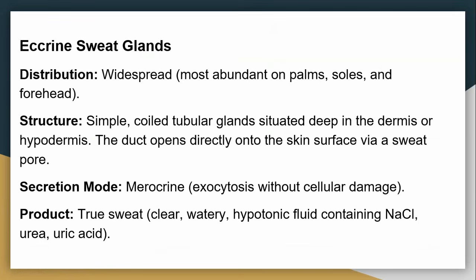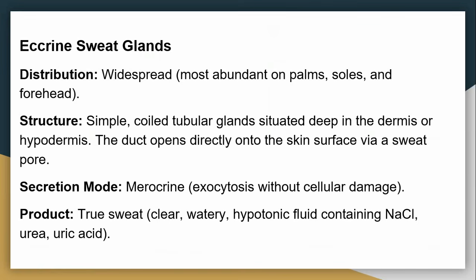Now are the eccrine sweat glands that are present on almost all of the surface of the body. Most abundant parts, forehead, palms and soles. Simple coiled tubular gland, और ये जो coil of the gland है, this is present in the dermis or hypodermis. And then is the secretory duct that is directly opening via a sweat pore onto the surface. इनका जो secretion mode है वो होता है via exocytosis.